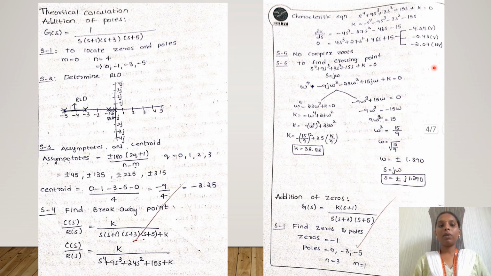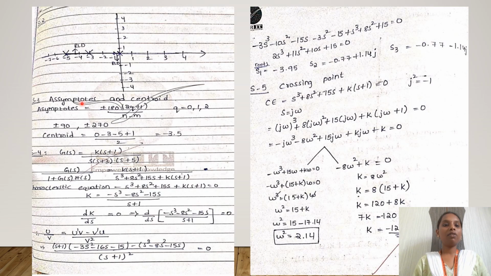This is the problem regarding the addition of poles and addition of zeros also. The same procedure we follow. First, we find out the zeros and poles. Here there is a zero at minus 1, and 0, minus 3, minus 5 are the poles. Step 2 is we locate the poles and zeros in the S plane. Third, we find out the asymptotes and centroid.